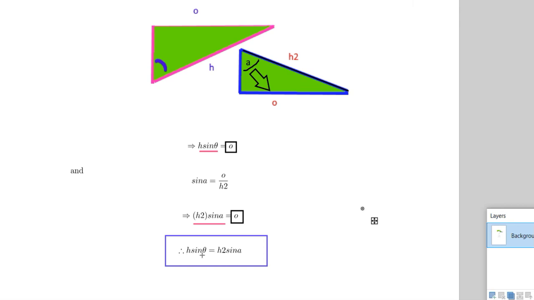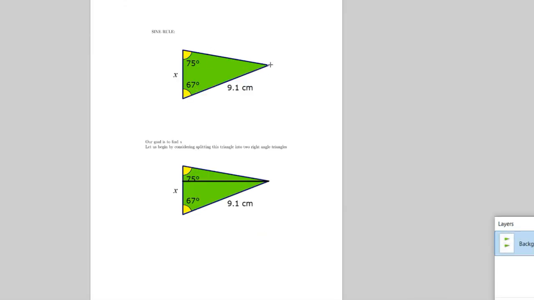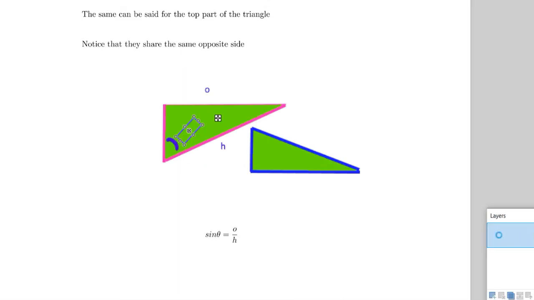And normally in textbooks, you could divide both sides by sine theta, and divide both sides by sine A, so they look like fractions. But overall, this is the concept. When you have a triangle, you can split it in two. You have two right angle triangles. You can then use trigonometry to end up with sine theta equals opposite over hypotenuse for that triangle.